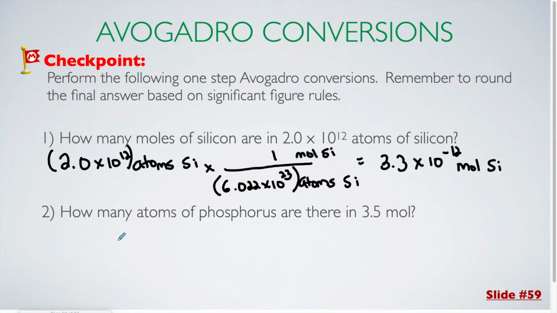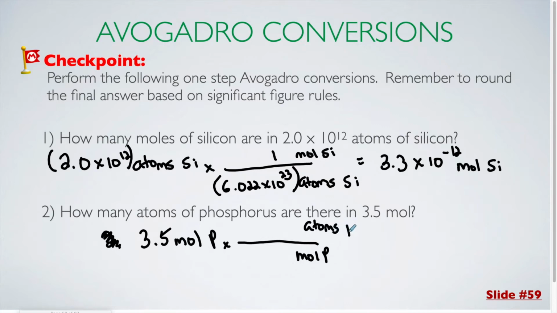For our second conversion, this time we're going in the other direction. So I'm starting with 3.5 moles, and this is phosphorus. We're going to cancel out moles of phosphorus on our way to atoms of phosphorus. Moles is always 1, and atoms is Avogadro's number. So because we are going to atoms this time, our Avogadro's number is going to be on the top.